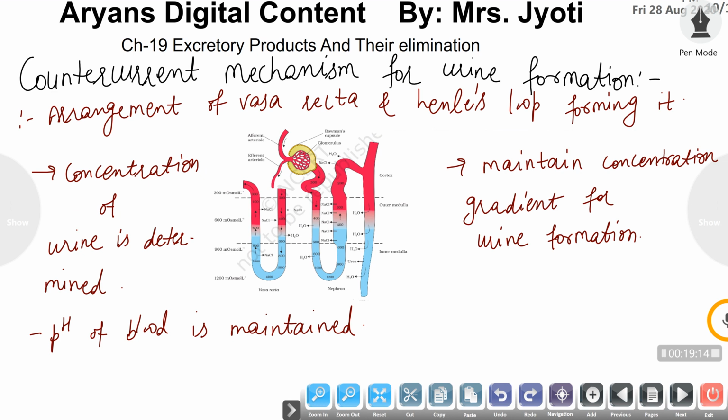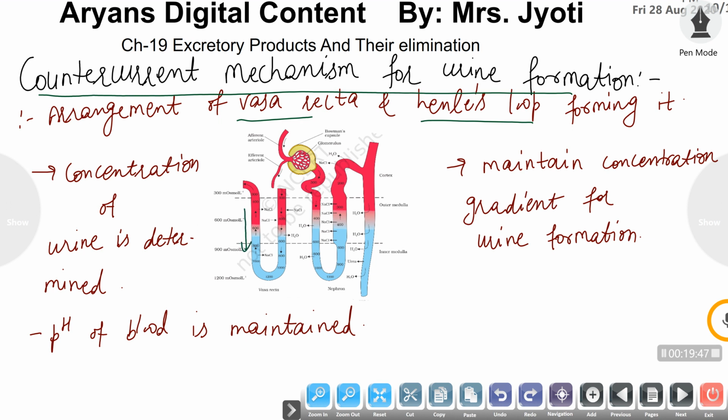Now, how is the concentration of urine determined? The concentration of urine is determined with the help of a well-defined mechanism termed the countercurrent mechanism for urine formation. This mechanism is performed and maintained by the arrangement of the vasa recta and Henle's loop, whose two parts are opposite in direction to each other.